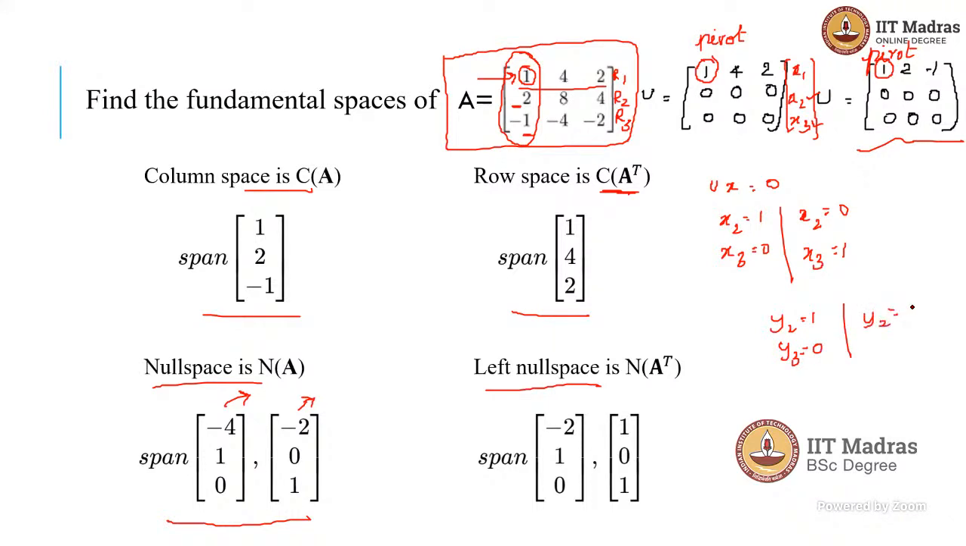And another case is y2 equal to 0 and y3 equal to 1. So for these two different cases, you will have two different vectors. So that is why we got two vectors in the left null space of the matrix A. So these are the steps to calculate your fundamental subspaces for any given matrix.